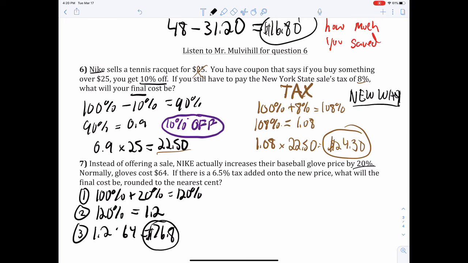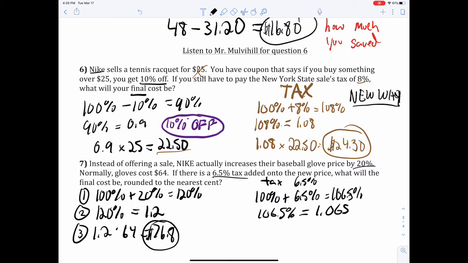That's not our final answer yet because they're still gonna tax you on that amount. So the tax portion of 6.5%, that'll be 100% plus 6.5% equals 106.5%. Probably see why it's important to be able to convert to decimals with this one. This is going to be 1.065.